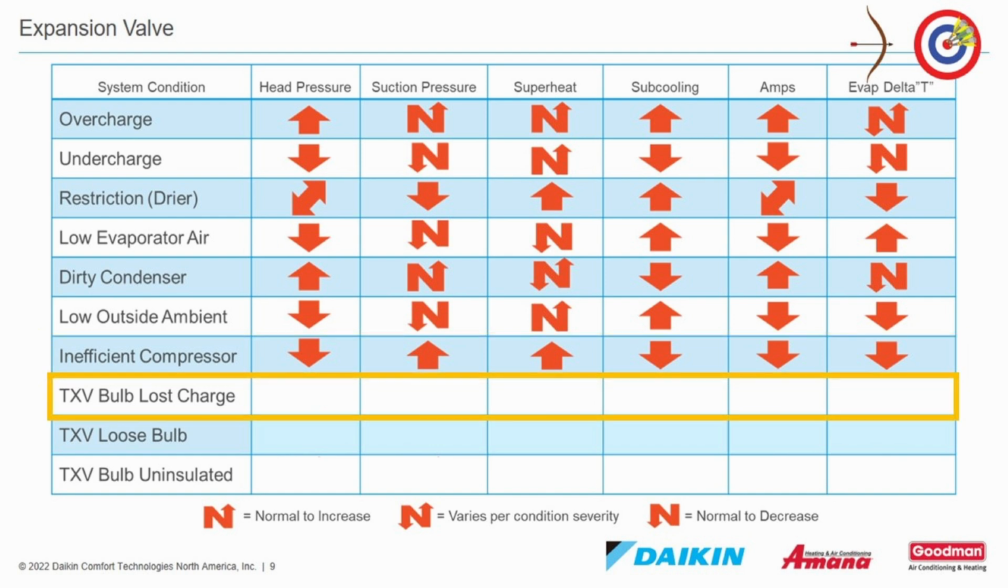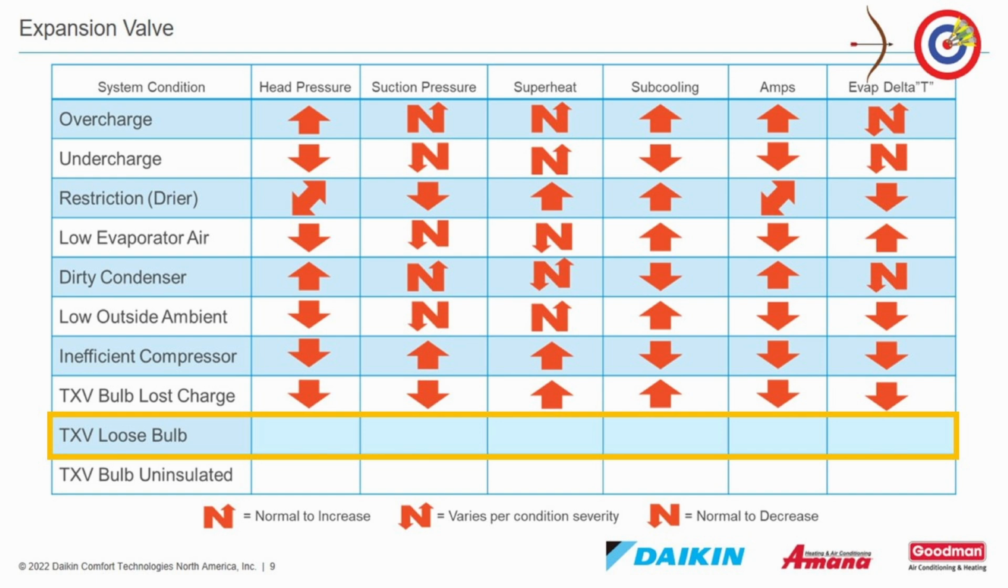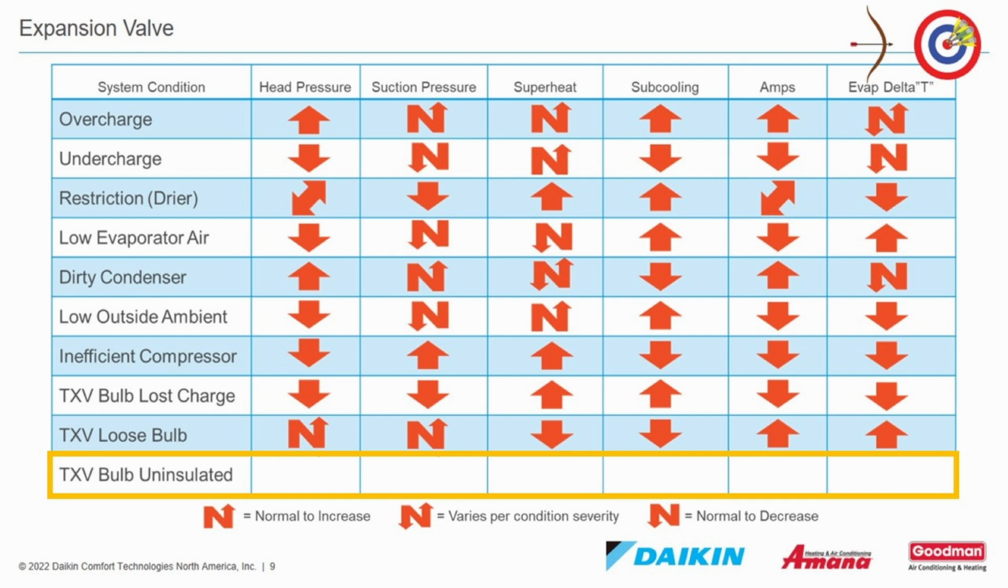A TXV bulb that has lost its charge, you could experience low head pressure, low suction pressure, high superheat, high subcooling, low amp draw, and a low evaporator delta T. A TXV bulb that has come loose from the suction line may cause normal to high head pressure, normal to high suction pressure, low superheat, low subcooling, high amp draw, and high evaporator delta T. A TXV bulb that is connected but not insulated could cause normal to high head pressure, normal to high suction pressure, low superheat, low subcooling, high amp draw, and high evaporator delta T.